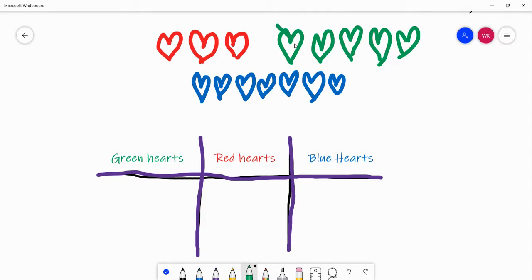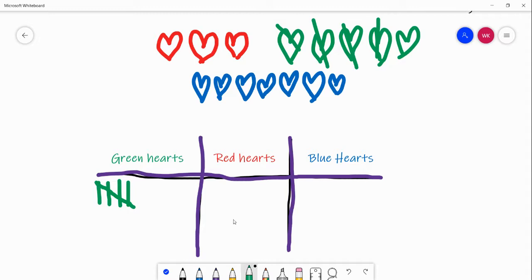So we have 1 green heart. So I'm going to put a tally mark. 2 green hearts. Another tally mark. 3 green hearts. 4 green hearts. And then to make that 5th tally mark, you're going to go directly across diagonally. So that represents 5 tally marks.